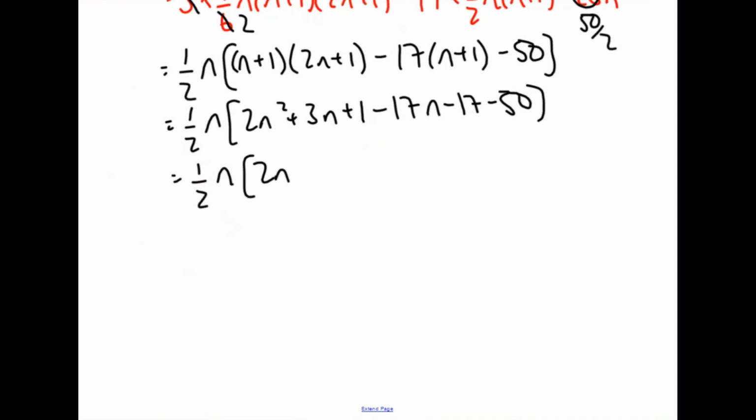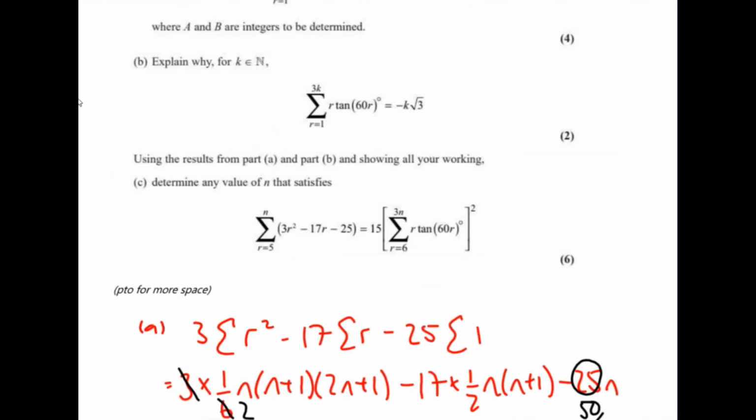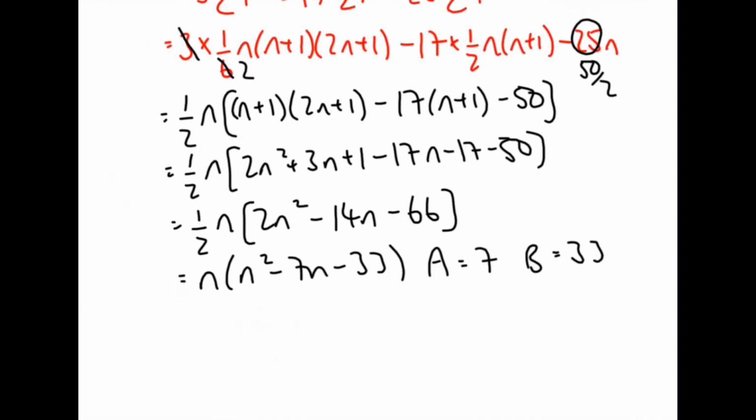And 2n squared minus 14n minus 6. Factorize that 2 out as well from that bracket, and n squared minus 7n minus 30, which is in the form that they asked us to show. And we write down what A and B are. So A is 7 and B is 33.